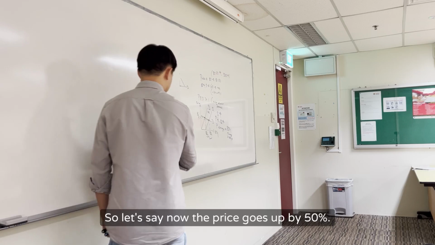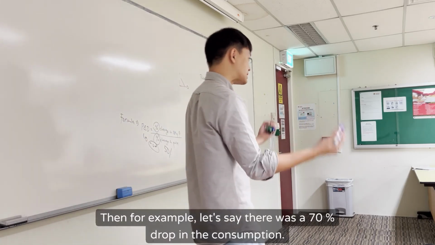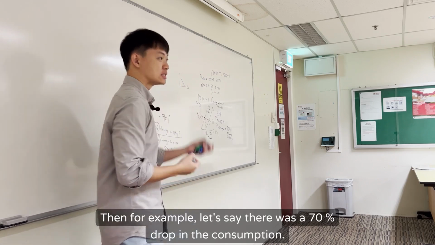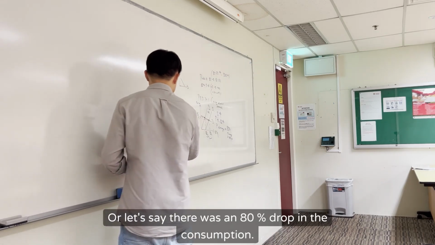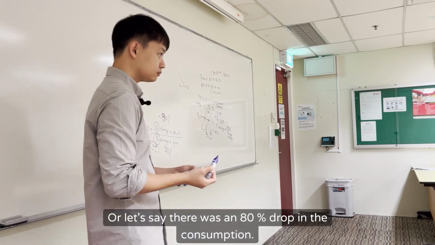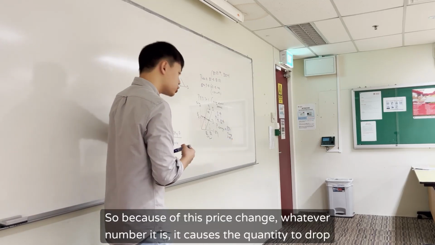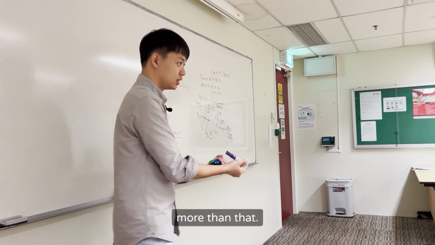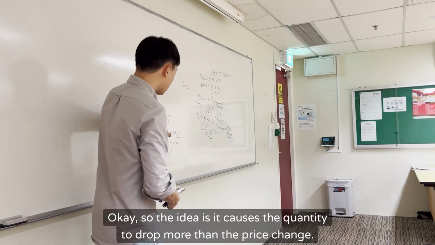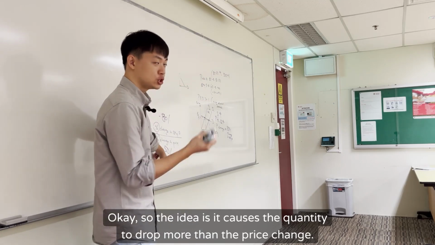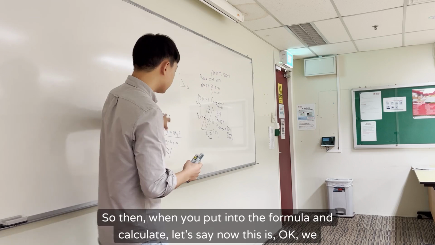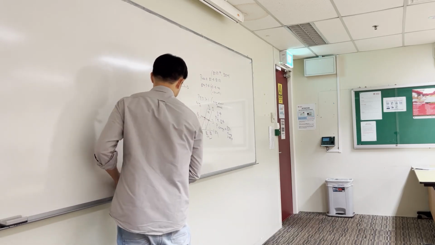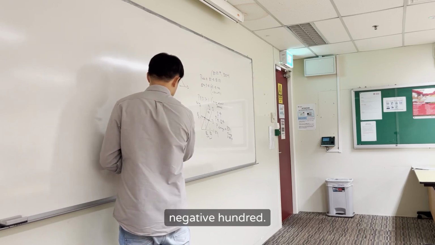Let's say now the price goes up by 50%. Then for example, let's say there was a 70% drop in the consumption, or an 80% drop in the consumption. Because of this price change, whatever number it is, it causes the quantity to drop more than that. The idea is it causes the quantity to drop more than the price change. When you put it into the formula and calculate, we choose an easier number, negative 100.